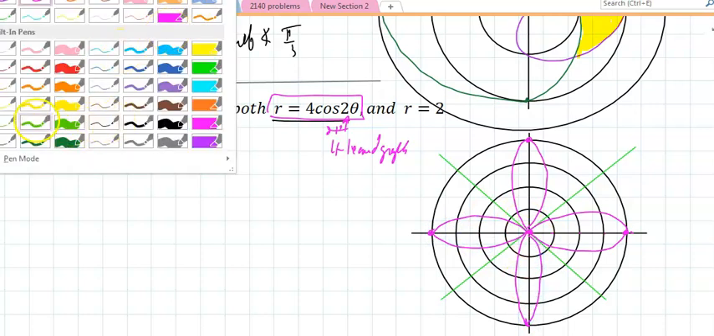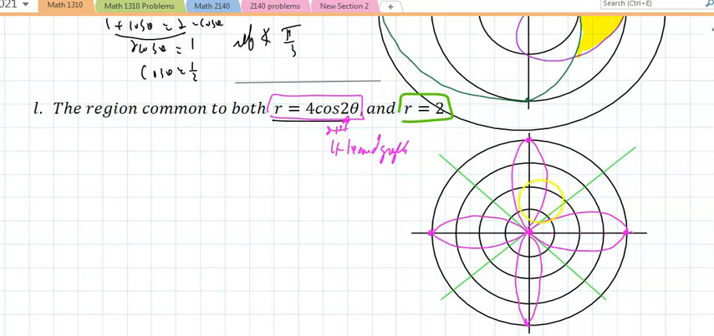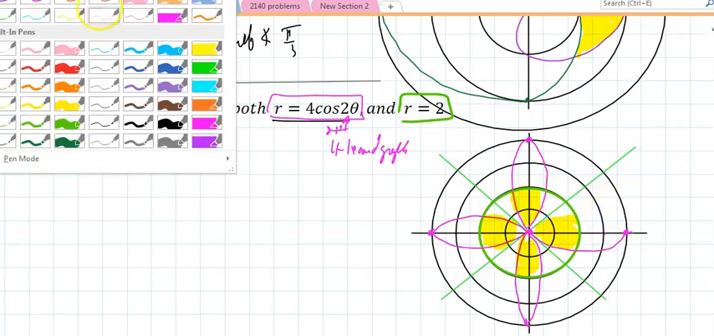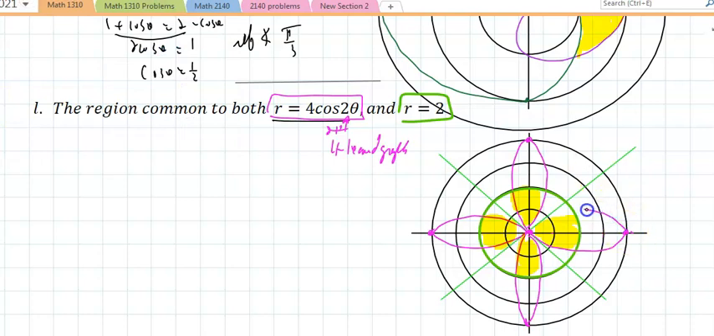Now I'm looking at r equals 2, which is a circle with a radius of 2. Right there. So I want the area that's common to both. What's common to both would be this part. That's the area inside of both. There are 8 pieces altogether. If I could find one of them, that would be more than enough. Well, we have a small issue. Let me show you what that issue is. And that's why the graph is important.